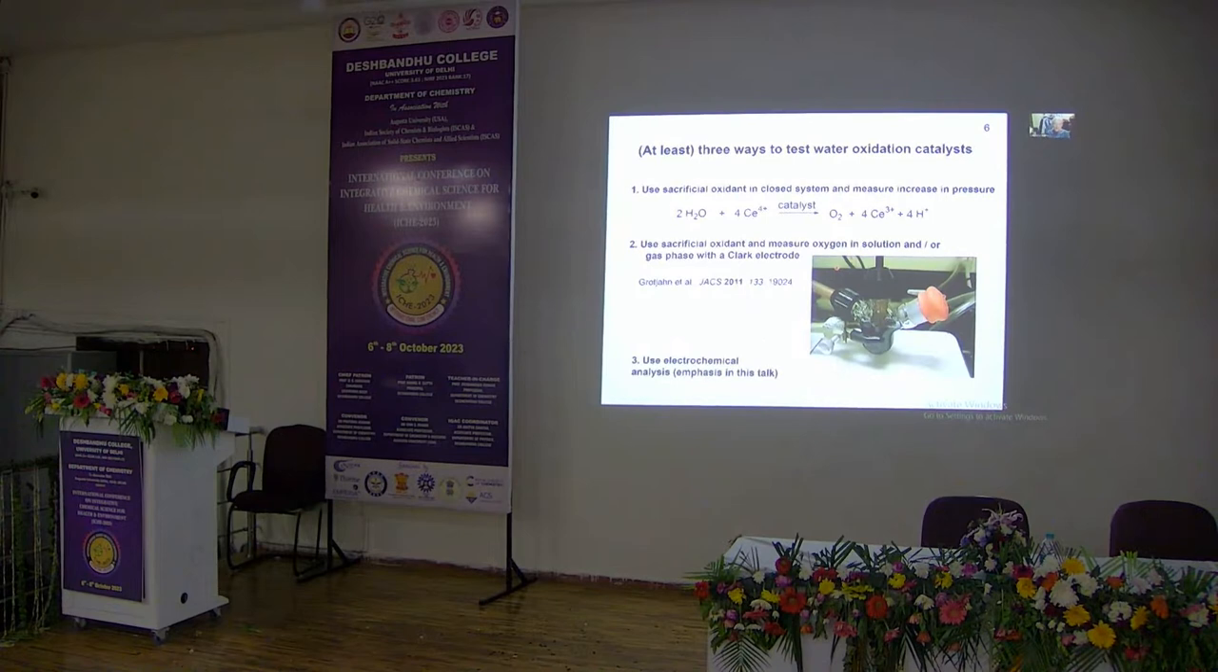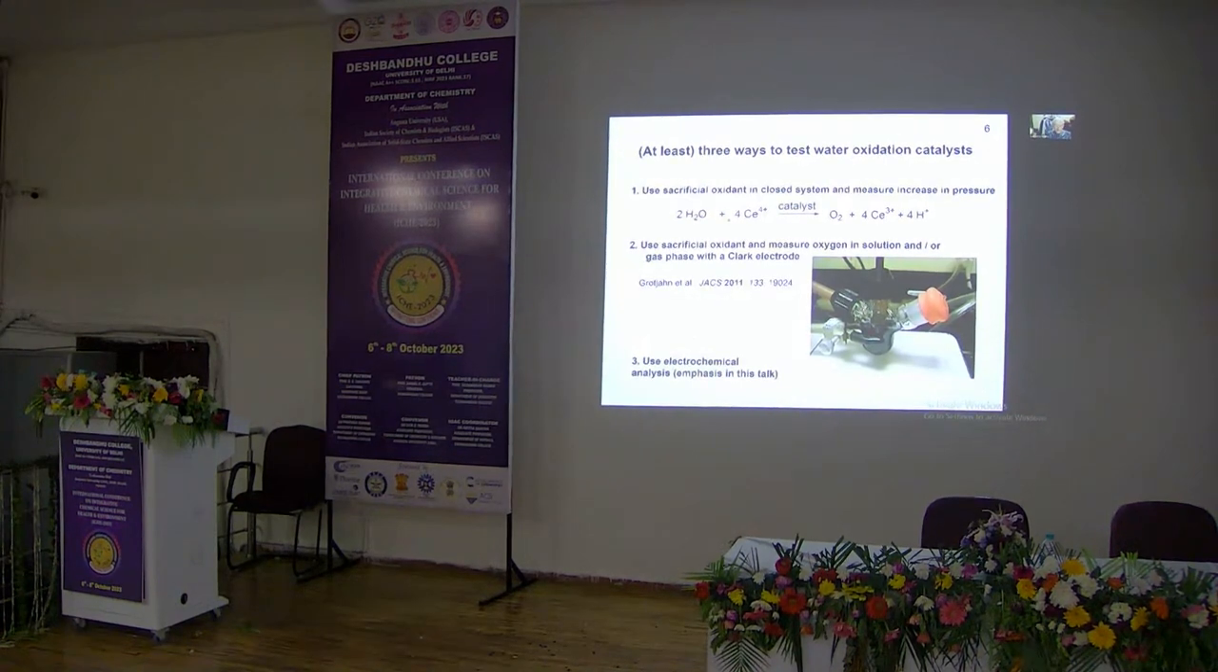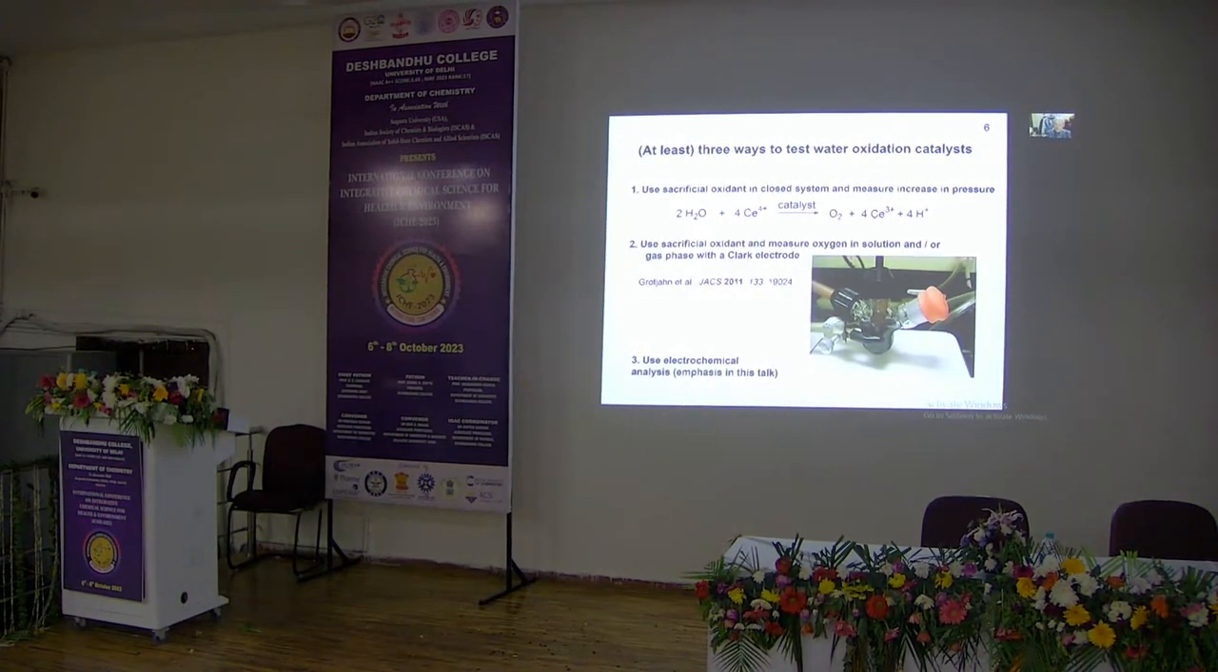There are at least three ways to test catalysts in this chemistry. One is the sacrificial oxidant method that I talked about a little bit earlier, in a closed system, and measure the increase in pressure.